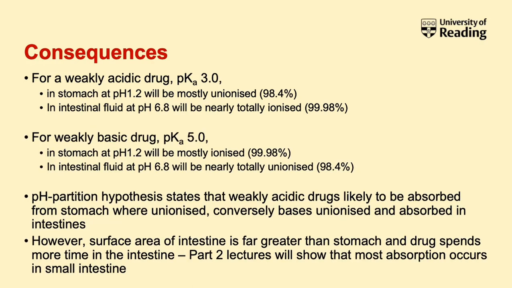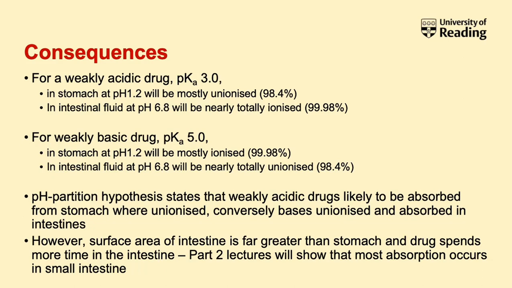What does this mean? In the previous slide, I talked about the pH partition coefficient. Let's look at that for our own example. Let's look at a weakly acidic drug, say with a pKa of 3. In the stomach, which we'll say has a pH of 1.2, that drug will be mostly unionized.